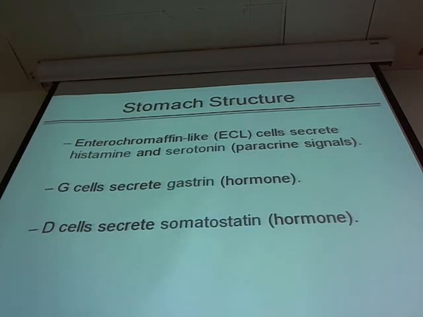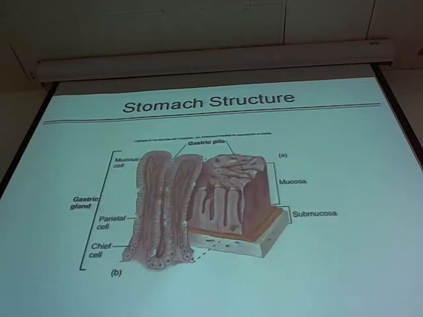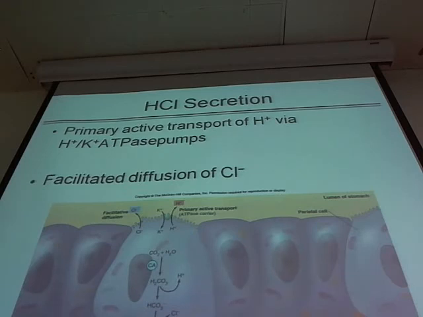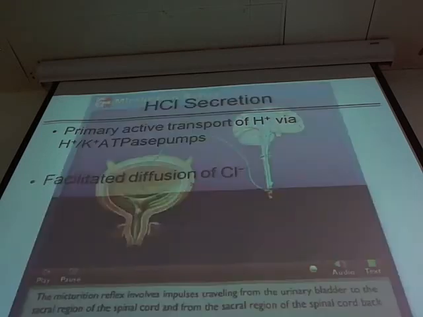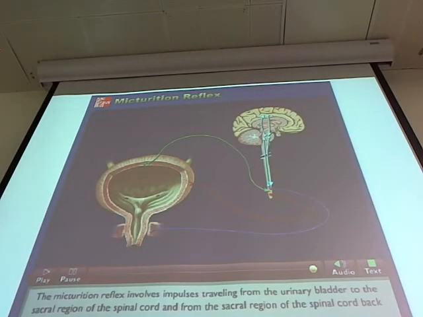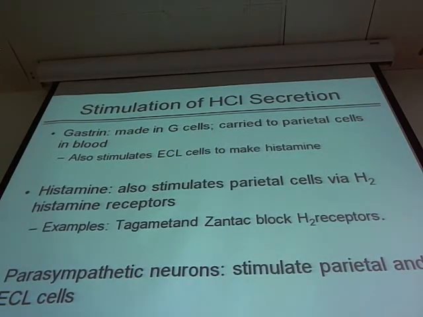ECL cells secrete histamine and serotonin. No. G cells? No. D cells? No. Stomach structure? HCl secretion. No, he says that's not it. Okay, stimulation of HCl: gastrin, G cells? No. Each one says no, G cells are fine. Regulation, digestion, stomach, small and large intestine.